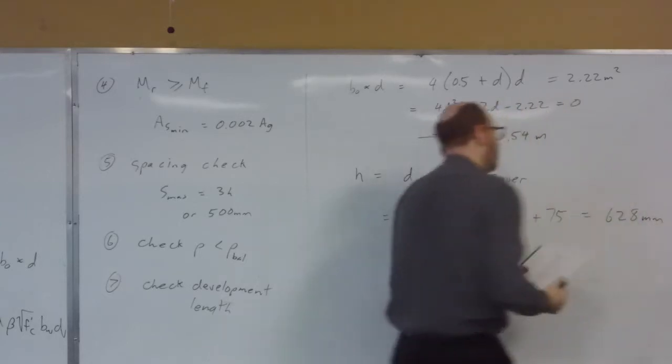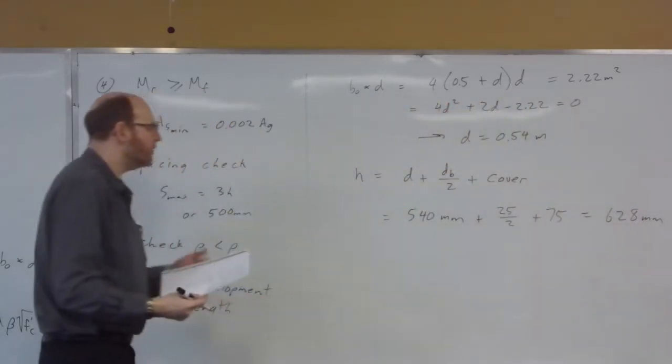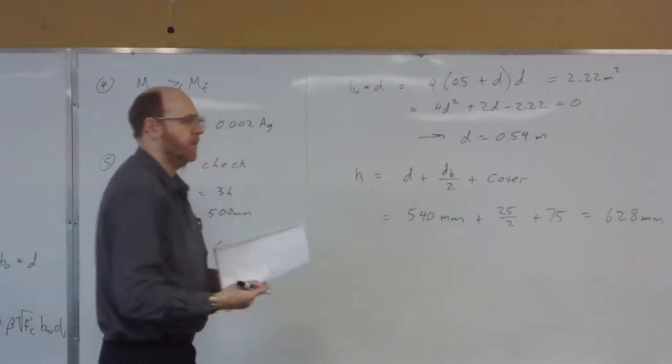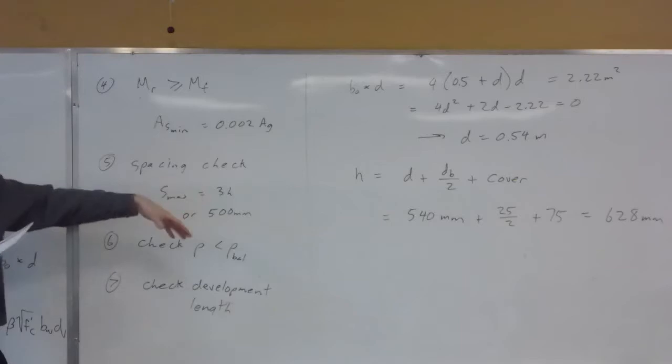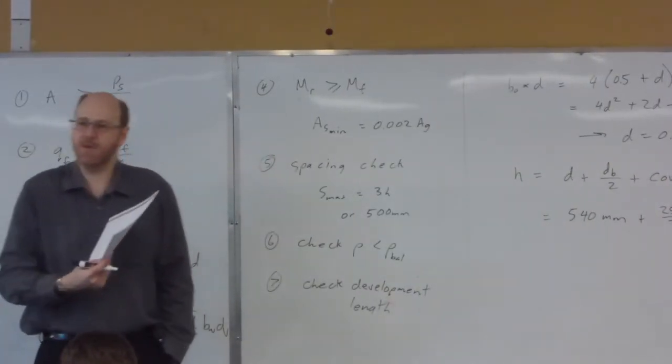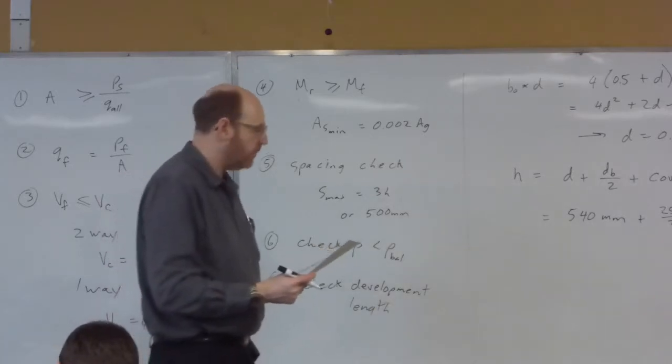628 millimeters. Now, I could have also, in this calculation, added another 25. And in fact, normally I do, but we're going to round up this number anyway. We don't specify the thickness of 628, so we're going to round that up anyway.